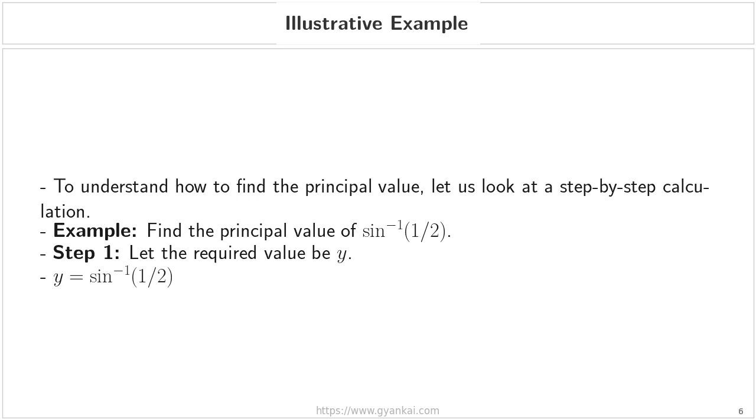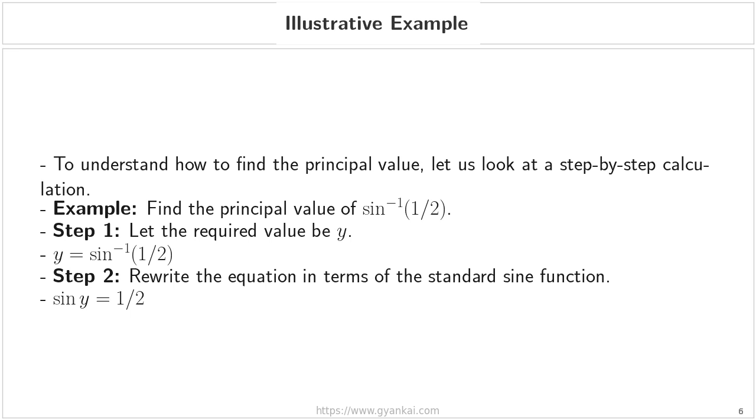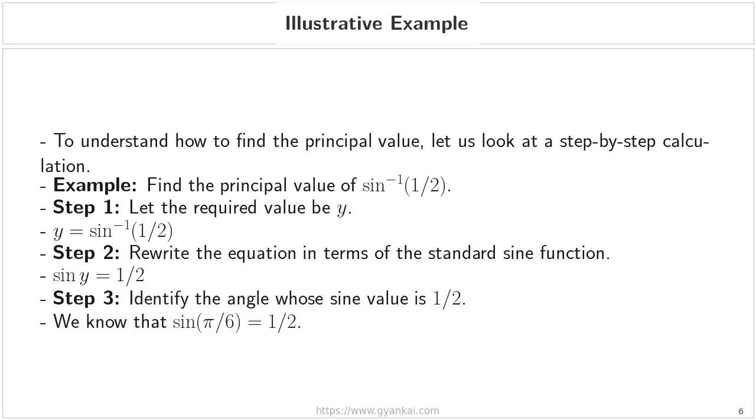In step 1, we begin by assigning a variable to the value we are trying to find. Let us let y equal the inverse sine of 1/2. Step 2 involves rewriting this expression in terms of the standard sine function to make it easier to solve. This transforms our equation into the sine of y equals 1/2. In step 3, we need to identify which angle produces a sine value of 1/2. Recalling our standard trigonometric values, we know that the sine of π/6 equals 1/2.